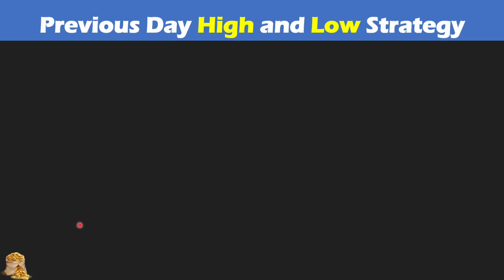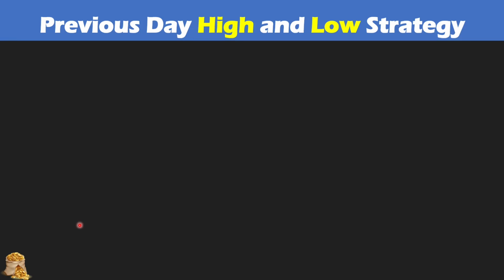Each daily chart has a previous day high and low. The previous day's high and low levels are very important levels because when the market goes to those levels, there will be certain behaviors that you can tell whether there's a good trading opportunity or not.